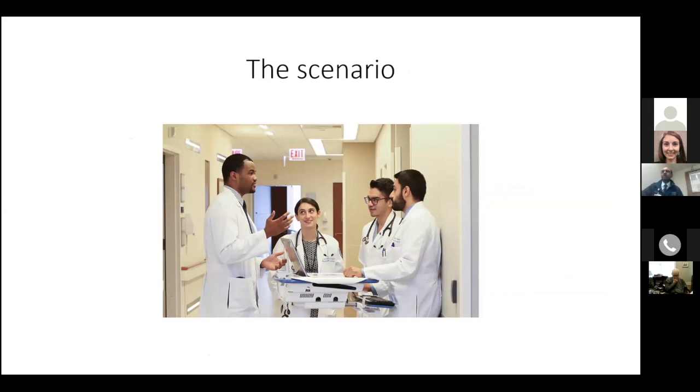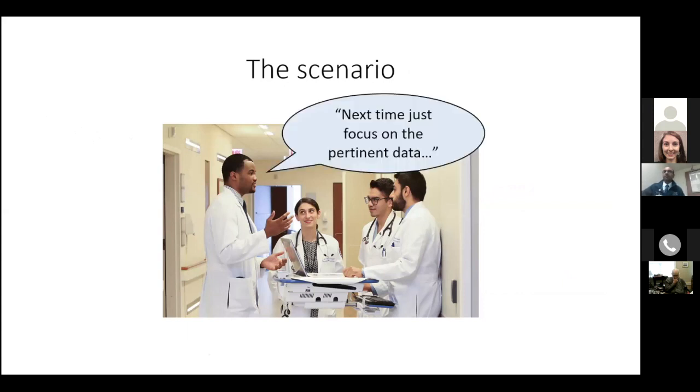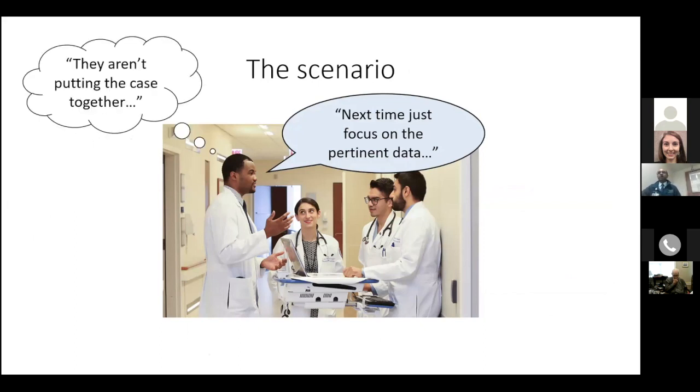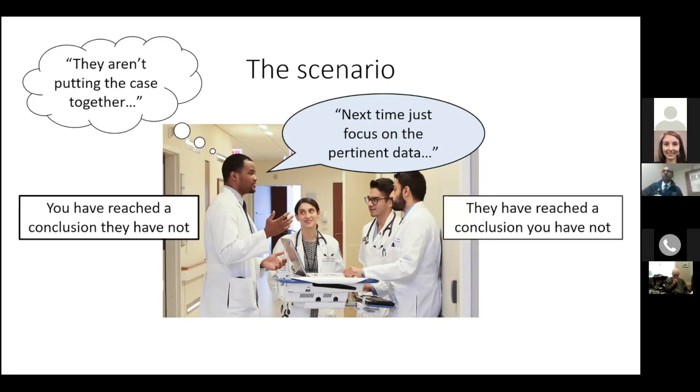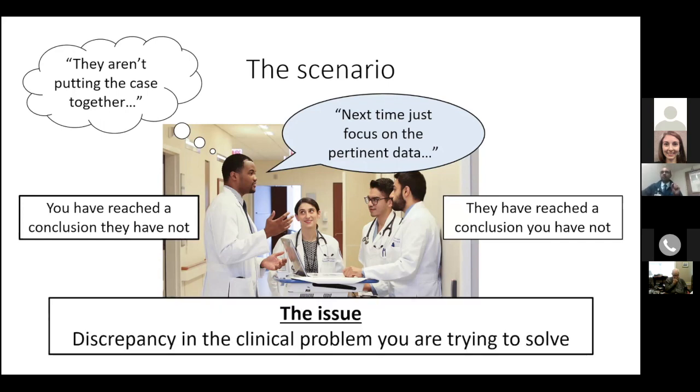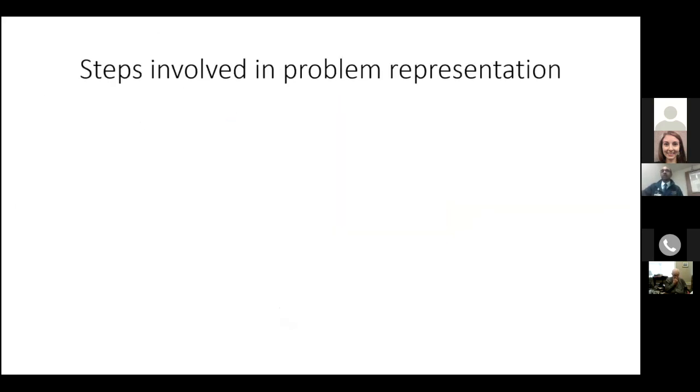You're rounding with your team, your learner presents the case, and I'm sure I have done this, I'm sure many of you have uttered the phrase, next time just focus on the pertinent data. And in your mind, what's going on is, they're just not putting this case together. And that could be because you've reached a conclusion that they have not yet reached, or they have reached a conclusion that you have not yet reached. Perhaps they're having premature closure on the case. And the fundamental problem here is that there is a discrepancy in the problem that you're trying to solve. And this is a problem representation issue.